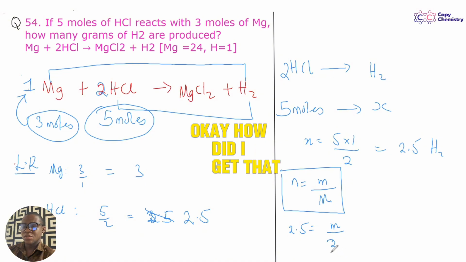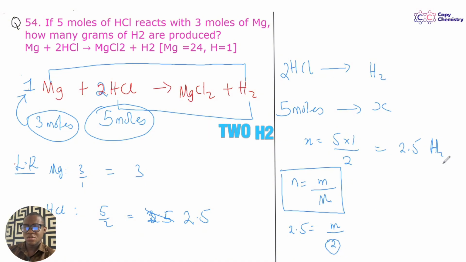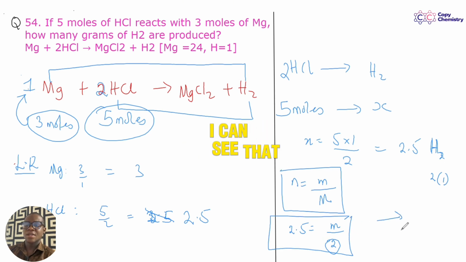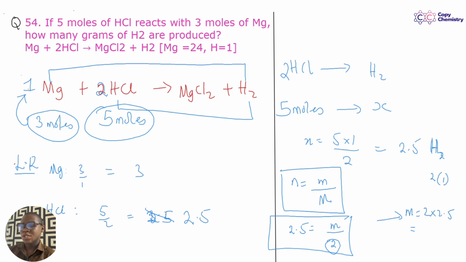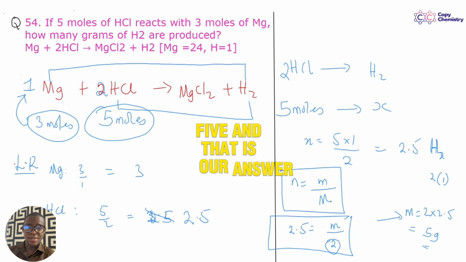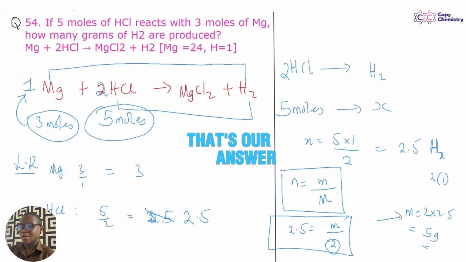How did I get that 2? H2, so 2 multiplied by whatever H is. Yeah, and then that's it. So this means that from here, I can say my mass is going to be 2 multiplied by 2.5, which gives me, what is 2 multiplied by 2.5? Is that 5 again? Oh yeah, that's 5 again. So 5, and that is our answer.